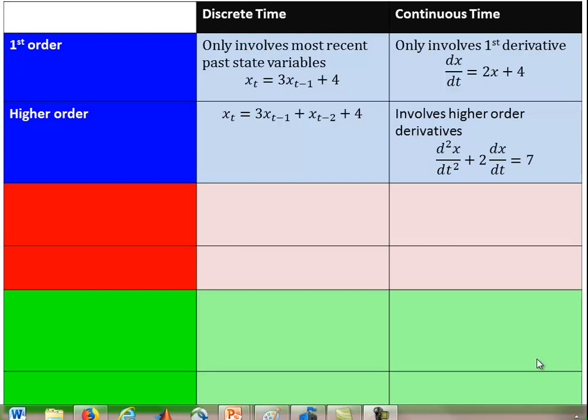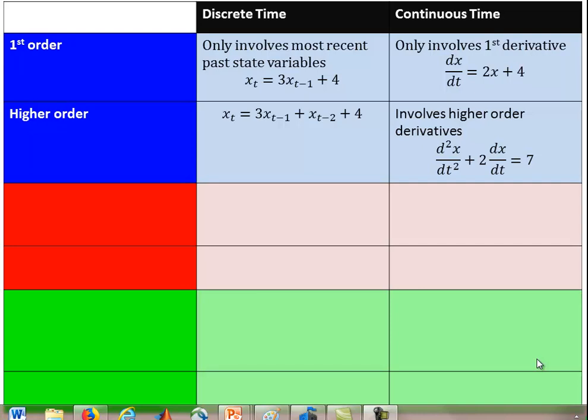Hello, in this video we want to compare the classification of discrete time models versus continuous time models. As a reminder, our discrete time models are often written as difference equations, and the continuous time models are really our differential equations.